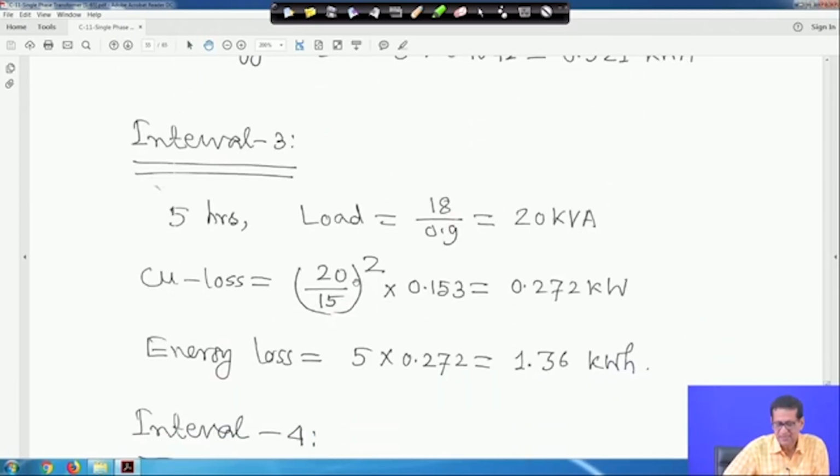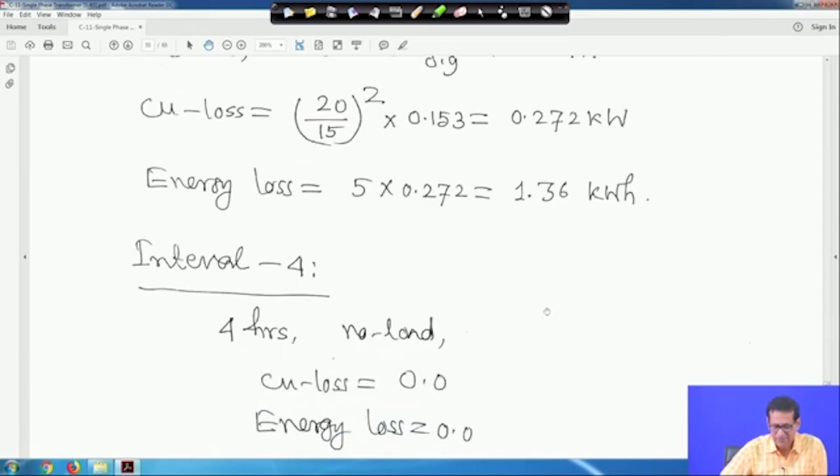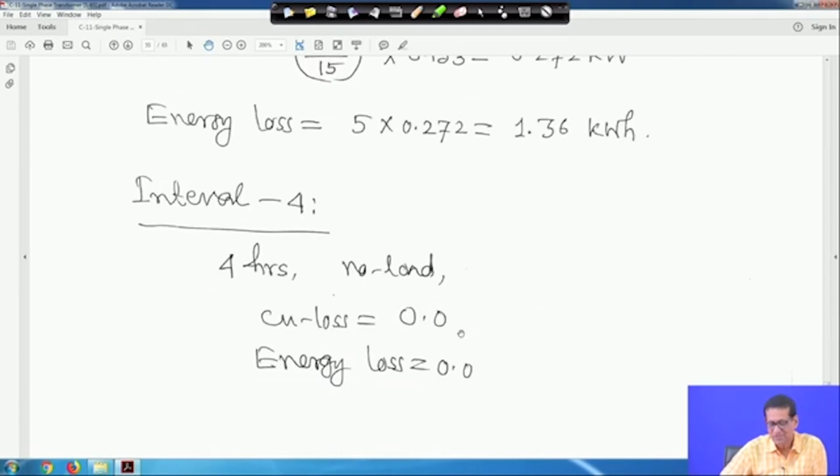Similarly, interval 3, power factor is 0.9 and it is 18 kilowatt. So, 18 upon 0.9, so 20 kilovolt ampere. At that time the copper loss will be with 20 upon 15, which means the transformer is overloaded. If the rating is 15 and the load is 20, the transformer is overloaded. So, 20 by 15 square into 0.153, so 0.272 kilowatt. The energy loss will be 5 into 0.272, so 1.36 kilowatt hour. Interval 4, 4 hours no load, copper loss is 0, energy loss is 0.